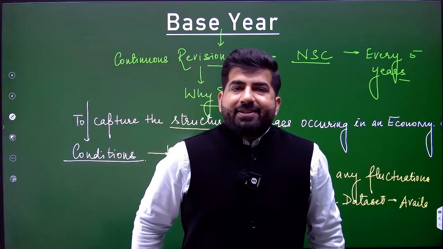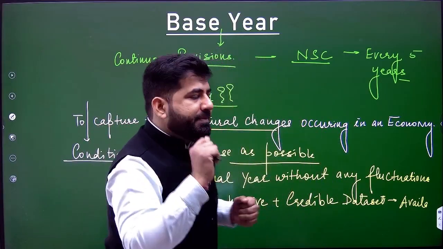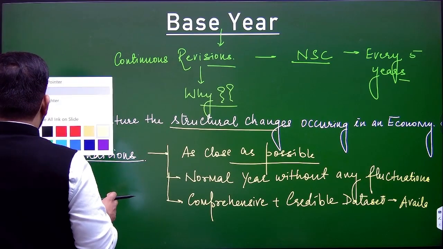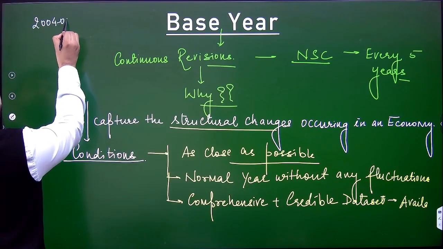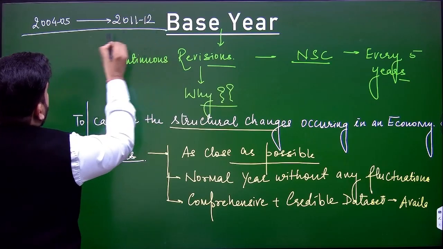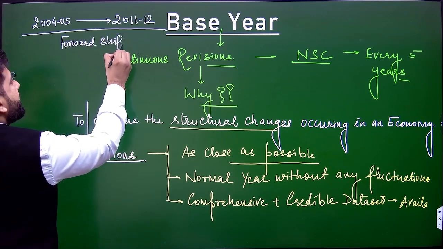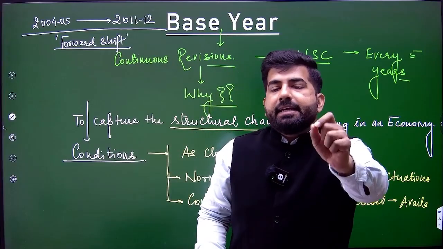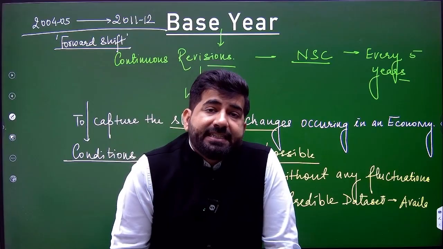Now, generally you will always find that whenever there is a forward shift of a base year, like earlier the base year was 2004-05 and this base year got changed to 2011-12, this is called a forward shift. Let me tell you guys, whenever there is a forward shift of the base year, you are going to find a slight increase in the GDP value in the revised estimates.